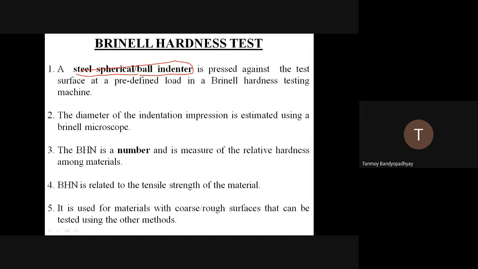So what is the other difference? The first difference that I told you about the Brinell hardness and the Rockwell hardness was, in Brinell we measure the impression diameter, in Rockwell we measure the impression depth. And the second one is where we actually use them.